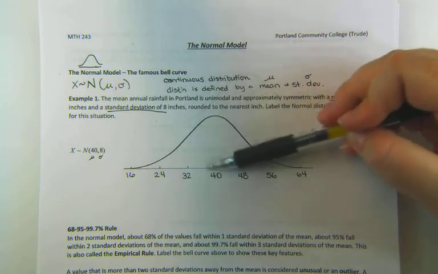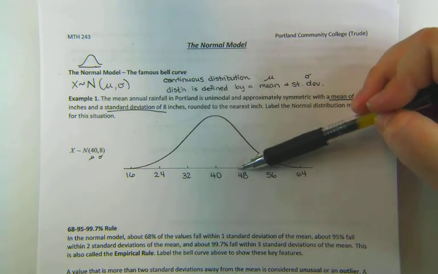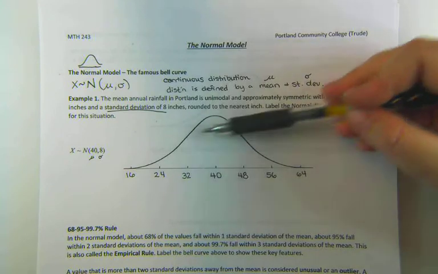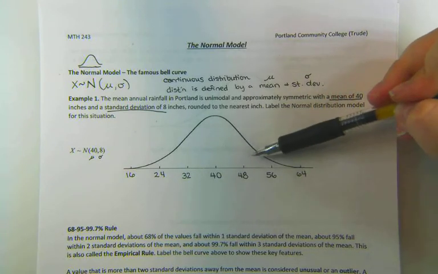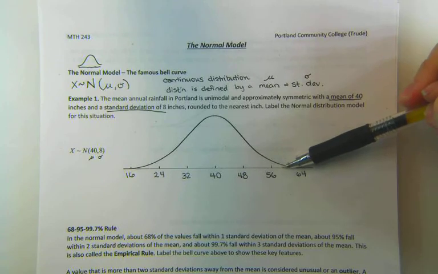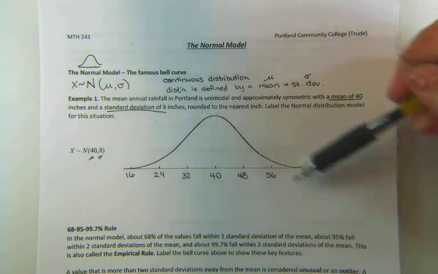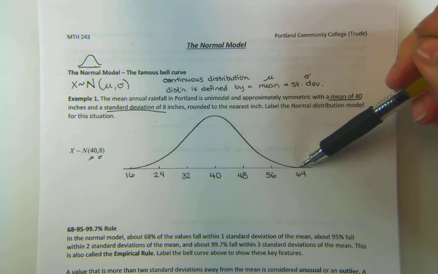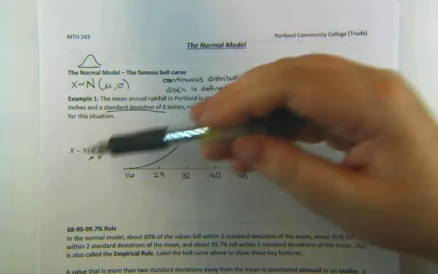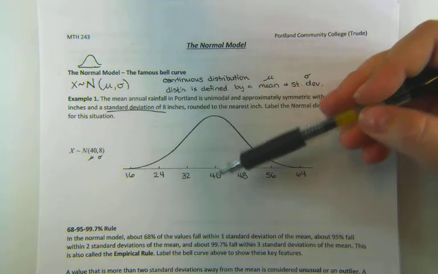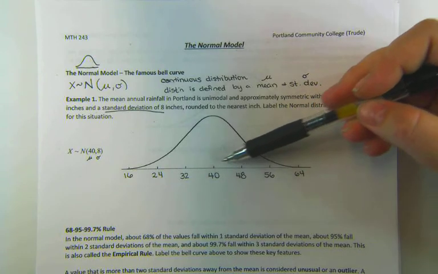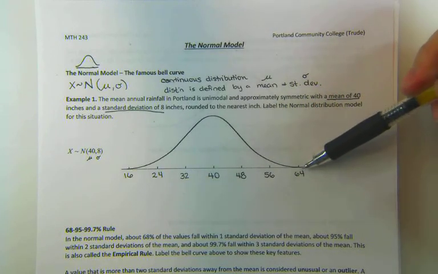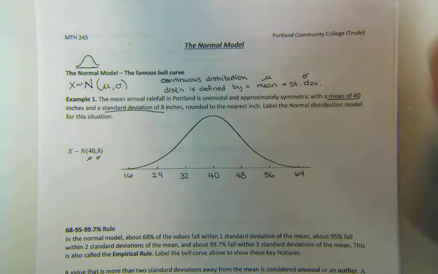Higher peaks mean there's a higher probability of occurring. Where 40 is our mean, we really expect to have rainfall at 40, or at least really close by to 40. Between 32 and 48 inches for Portland is common annual rainfall. But as we get further away from the center, into these tails, we get smaller probabilities. To have rainfall of 64 inches in a year is incredibly uncommon.